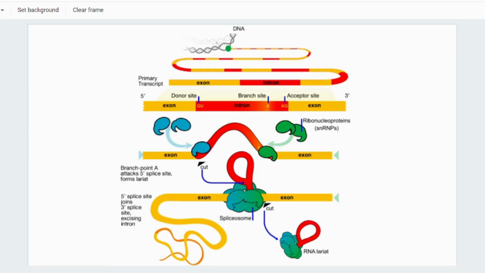This overall process is ATP independent, as the number of phosphodiester bonds is conserved.